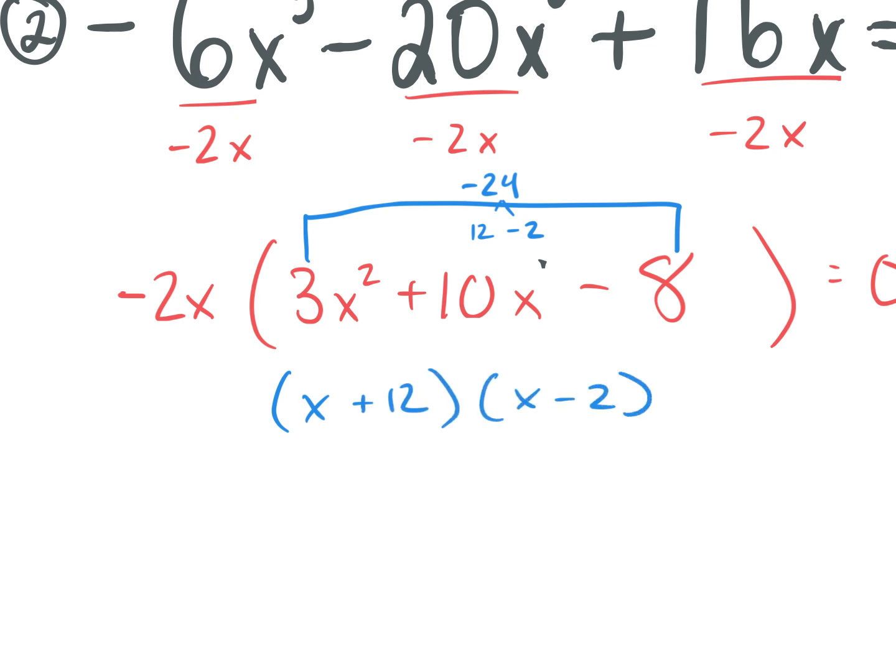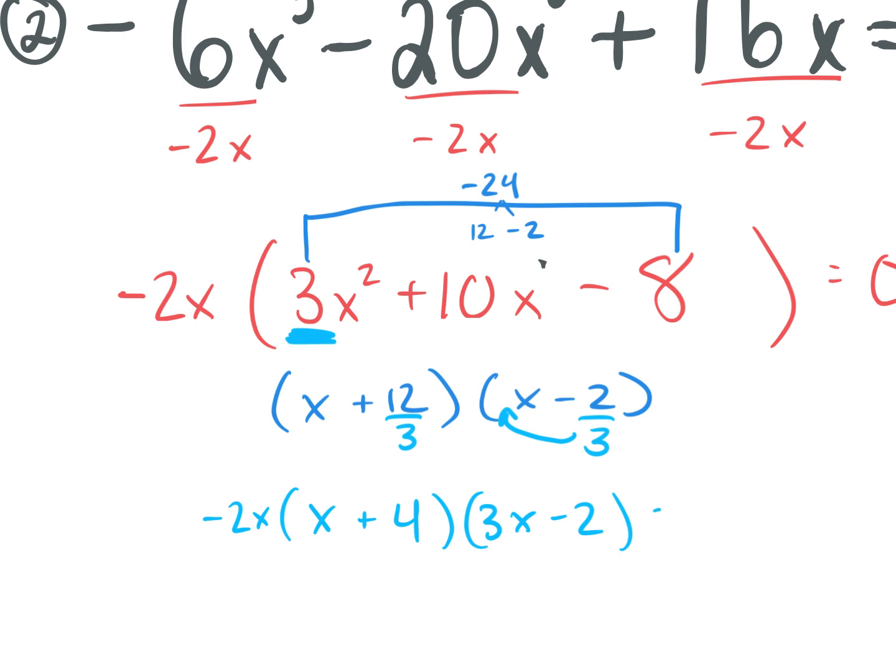Anytime we multiply the first times the last, what do we have to remember to do? Divide by the number we started multiplying with. So we divide by 3. So 12 divided by 3 is 4. So we have negative 2x times x plus 4. Here, if it doesn't divide, we can move the 3 in front of the x. So 3x minus 2.